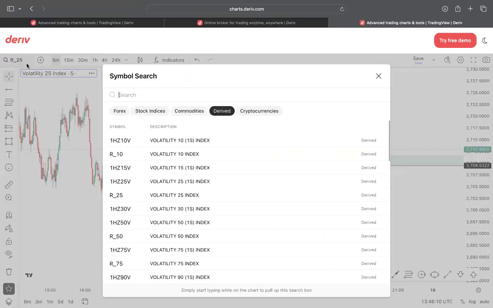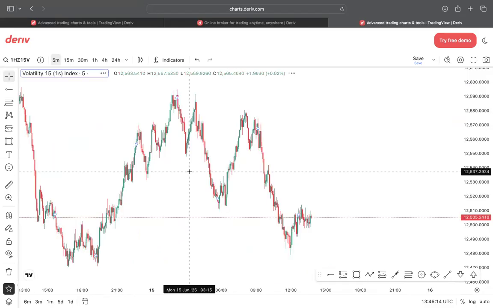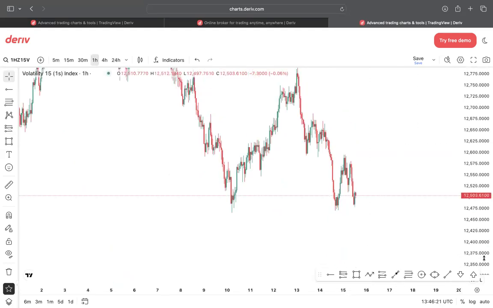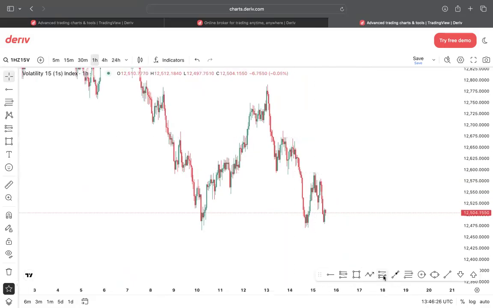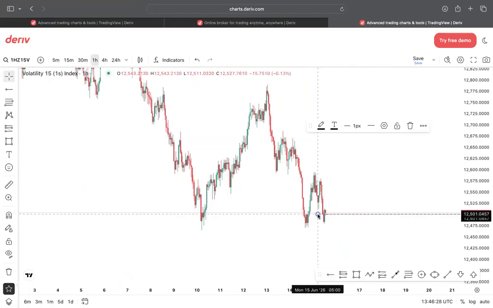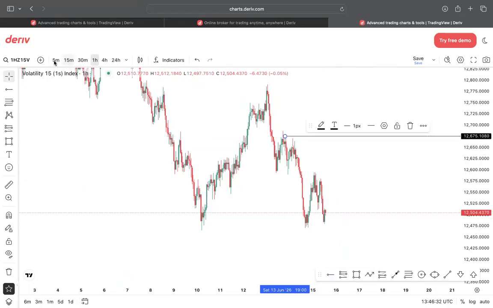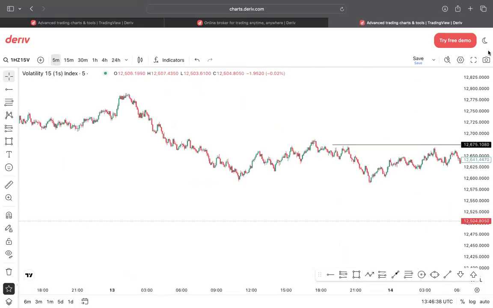So I had a setup on Volatility 15 1s last week, and it's yet to get to the POI. So yes, I believe it was around here. It was around here. So you can still wait for this and then see what happens.